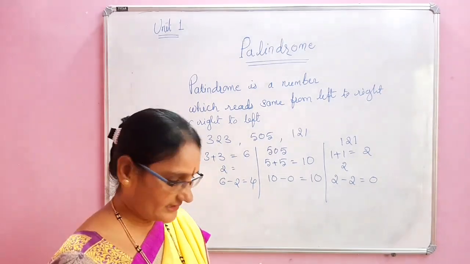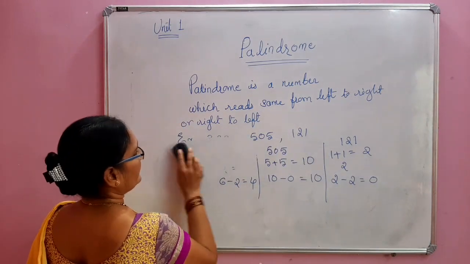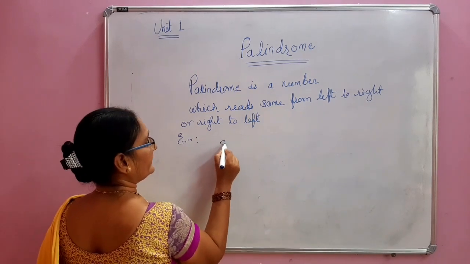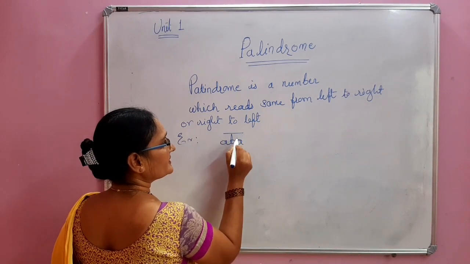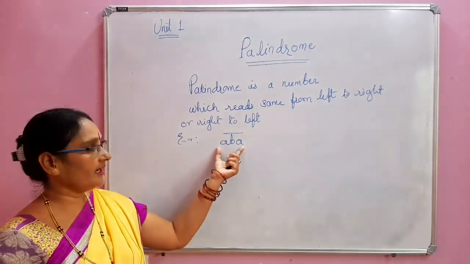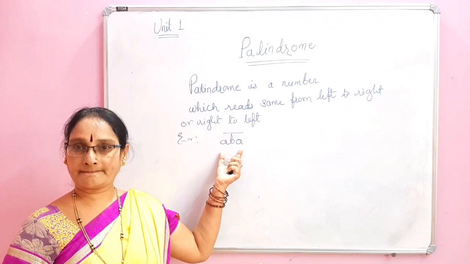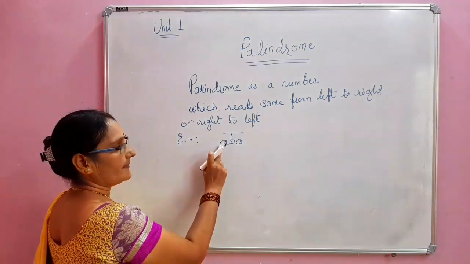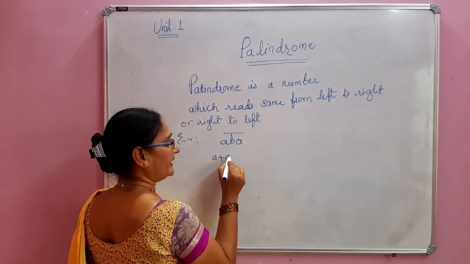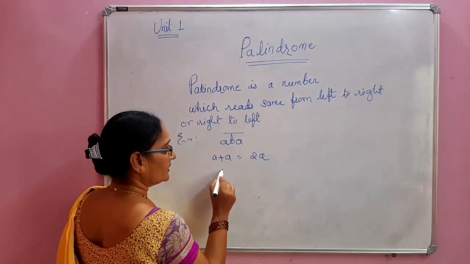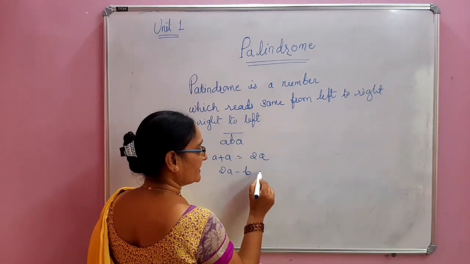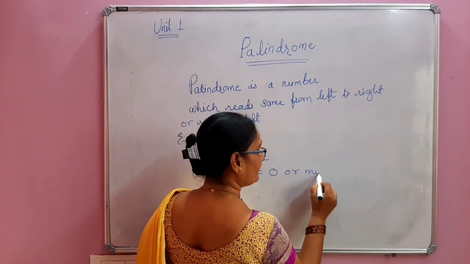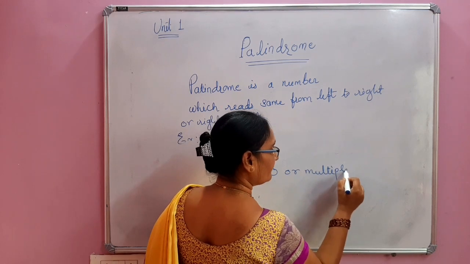Now we will see in general. In general, ABA is the generalized form of a number. Whether it is divisible by 11 or not, we will see. The sum of the oddly placed digits, a plus a, is 2a. Then 2a minus b must be 0 or a multiple of 11.